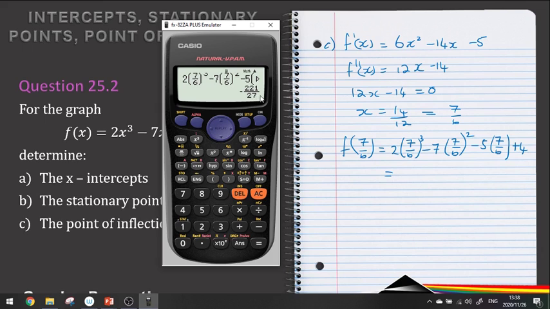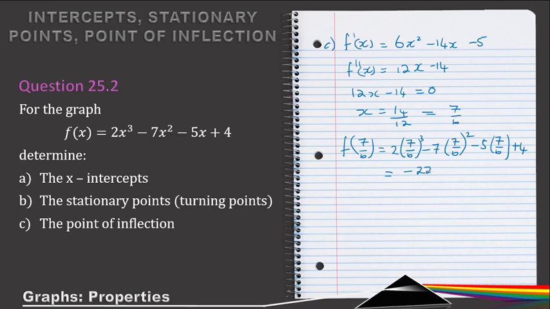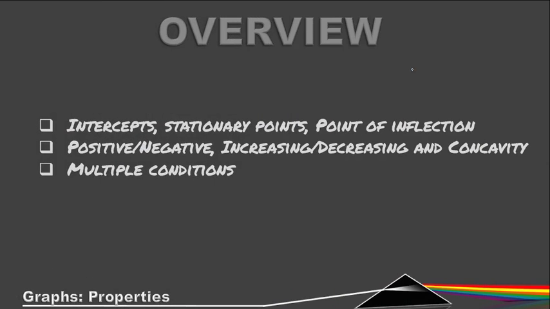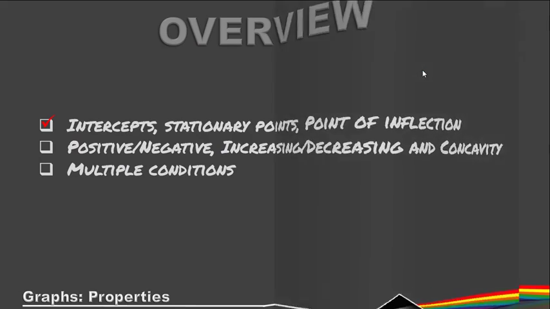Okay, and that's negative 221 over 27. Okay, so those were intercepts, stationary points, and point of inflection. Let's look at applying these to our graphs.